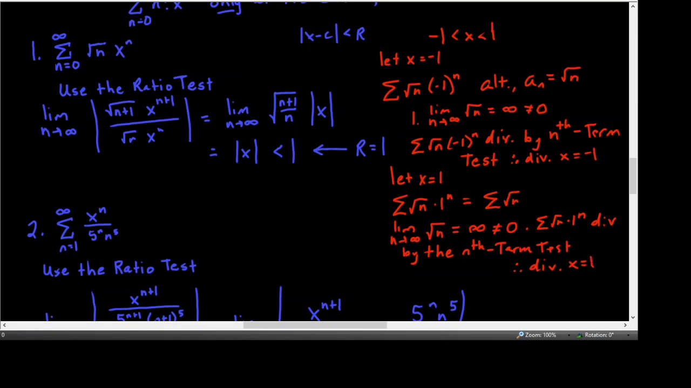So this time it didn't converge at either endpoint, and our interval of convergence is basically -1 to 1, and we've proven that at the endpoints it does not converge, so it will be strictly the numbers between -1 and 1, inclusive of neither endpoint. That's our interval of convergence for that one.